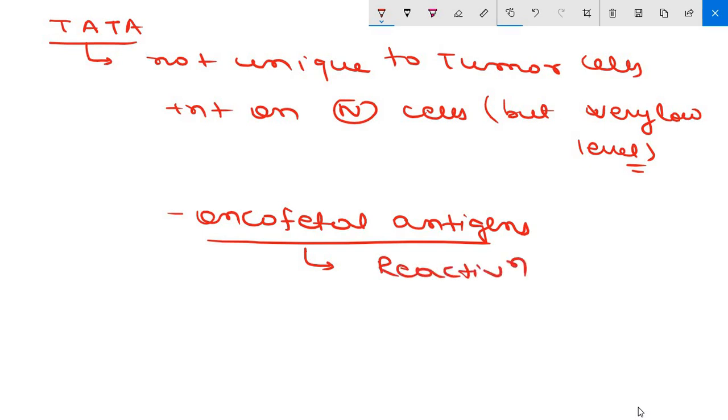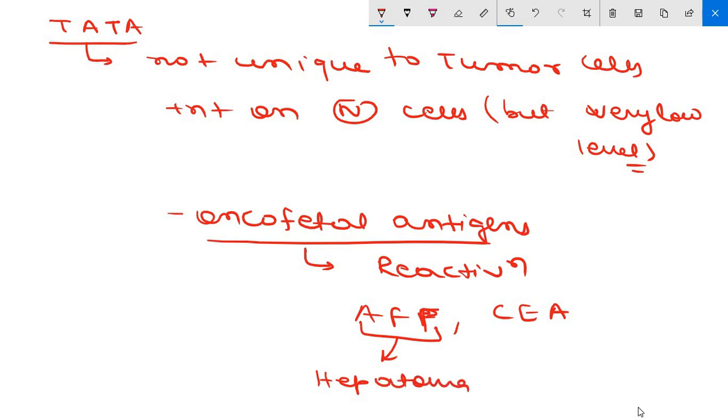Examples are AFP, that is alpha fetoprotein, and also CEA, that is carcinoembryonic antigen. These are the two examples which come under the oncofetal proteins. Now this alpha fetoprotein is associated with hepatoma tumor and also testicular cancer.